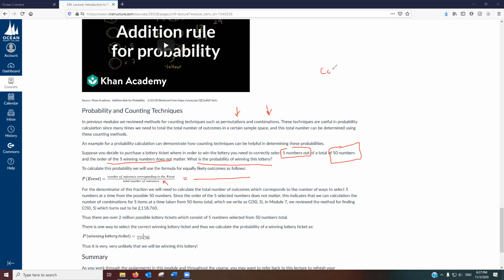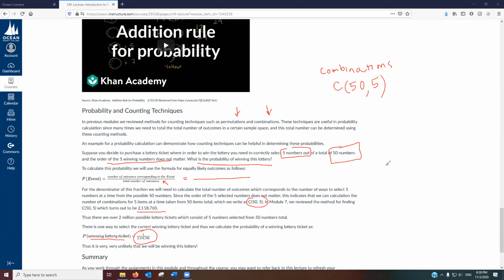Well, that's combinations when order doesn't matter, if you remember. So we would be figuring out the combinations of 50, 5 numbers at a time. And if you work this out, the answer turns out to be a little over 2 million. So the probability of winning this lottery is 1 over 2 million. The reason it's a 1 on top is there's only one way to win the lottery. You have to pick the exact correct winning number.